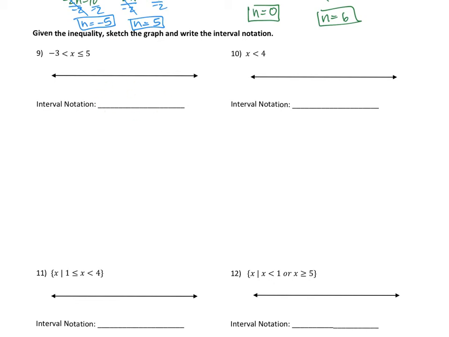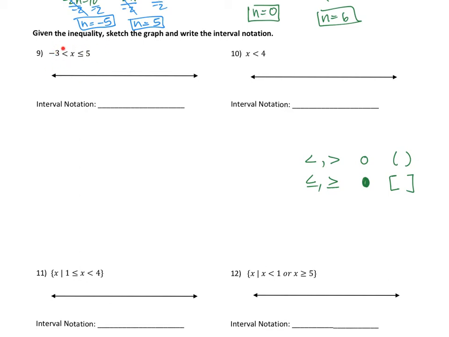So let's review just a tiny bit. Remember, if you have inequalities like this without a line, you use an open circle, and you also use a parenthesis to show it as an interval term. Whereas if you have inequalities with the line underneath, you use a closed circle on the graph and use a bracket to show it as an interval. So now that we've reviewed a little bit, let's get into it.